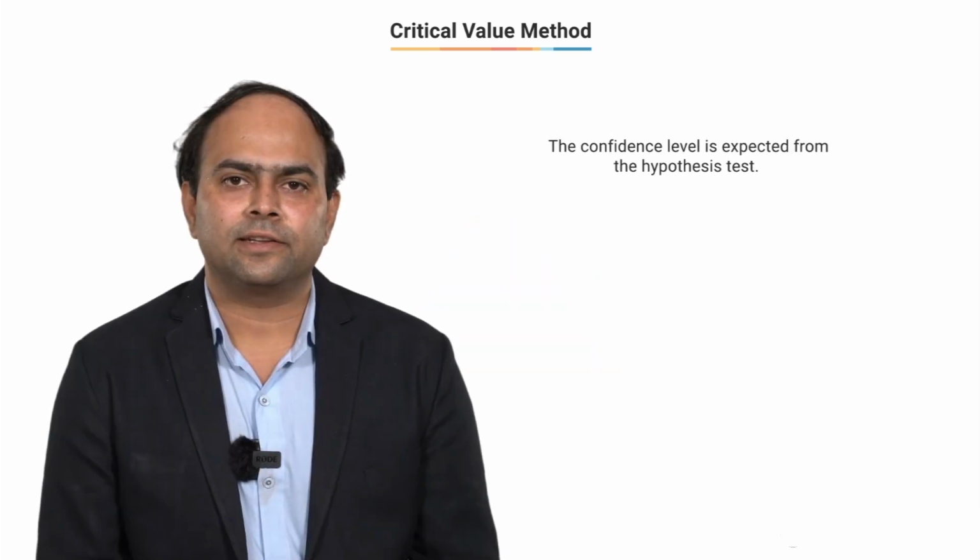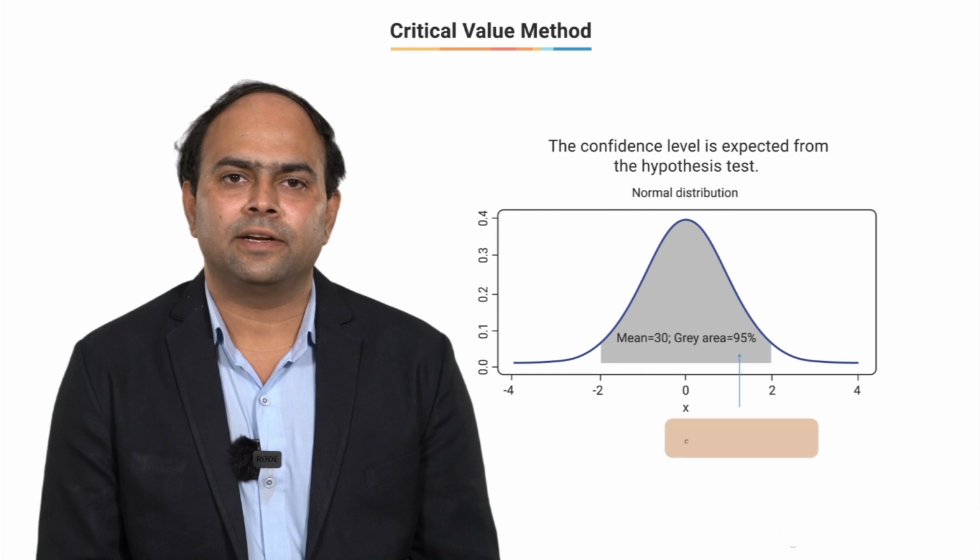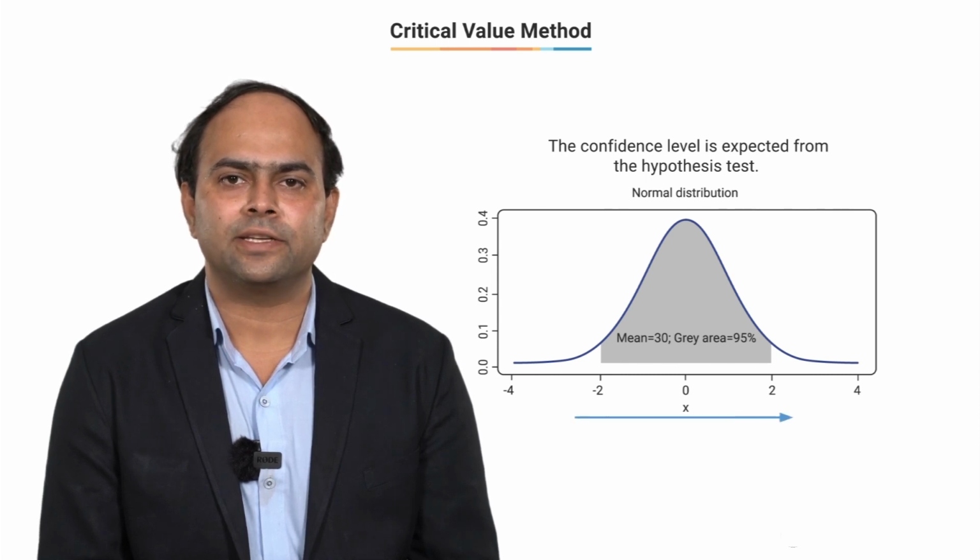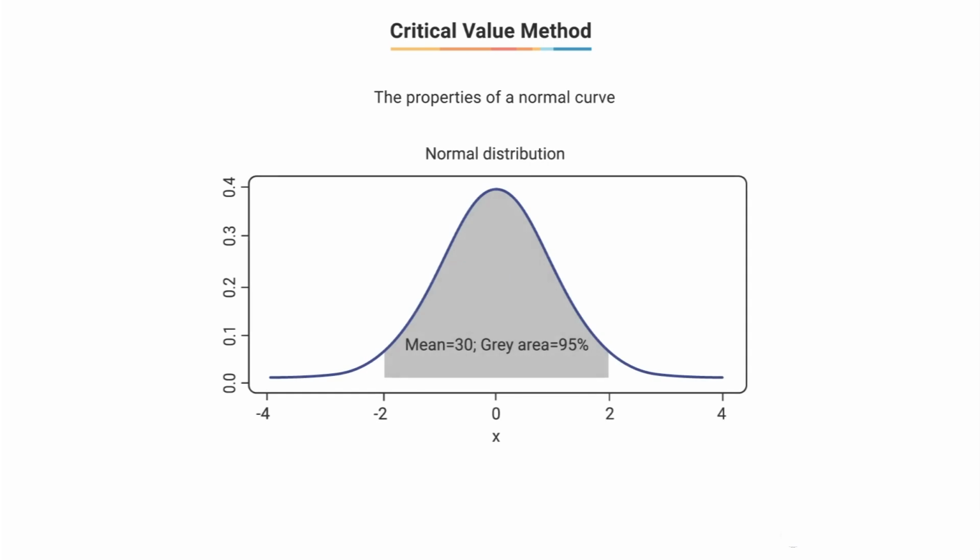So let's define the confidence level that is expected from the hypothesis testing. Previously, we discussed that the team is happy with the 95% confidence level. This means you are happy as long as the sample lies within this shaded region, which covers 95% of the overall area. Let's recall the properties of a normal curve. The mean lies at the center and divides the distribution into two equal halves. Roughly 68% of the area lies within one standard deviation from the center, 95% of the area lies within two standard deviations from the center, and 99.7% of the area lies within three standard deviations from the center.